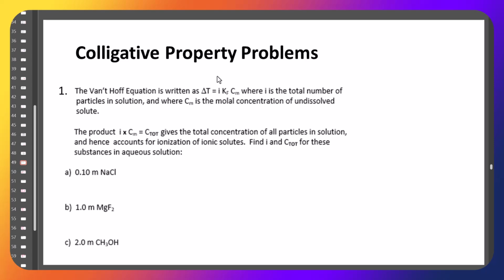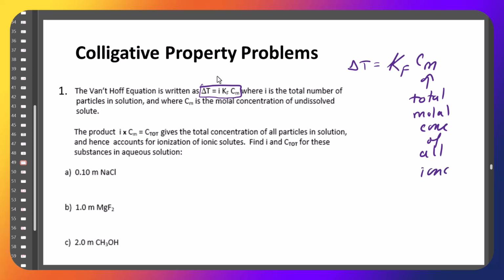So here are some problems. Let's work through a couple of these. The van 't Hoff equation is usually written this way. For freezing point depression, delta T is i times Kf times Cm, where i is the total number of particles in solution. Some authors just write the equation this way: Kf times Cm, where Cm is the total molal concentration of all the particles in solution. That total concentration would just be i times Cm. They avoid the i because they let the molal concentration be the total concentration of all the particles in solution, i Cm. So let's compute the product of i Cm for these cases here.